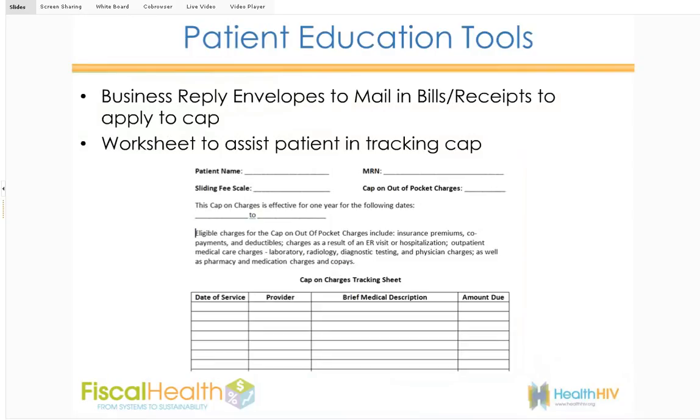I've seen programs give patients business reply envelopes to send in receipts or invoices to help the patient track their cap on charges. I went to a site, Washington University. I told them when I saw this tool that I was going to borrow it, and I would make sure I gave them credit every time I used it. They had a really nice form that patients would complete to monitor their own cap on charges. So if they received services in other programs, they could write down and keep track of what they were paying out of pocket, and use that as a tool to track their cap on charges. So I thought that was a nice tool as well.